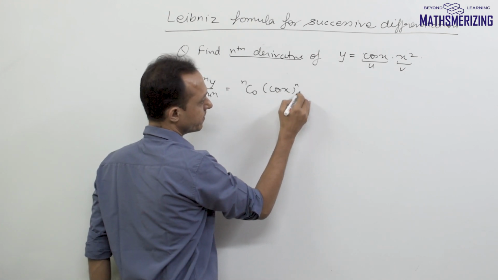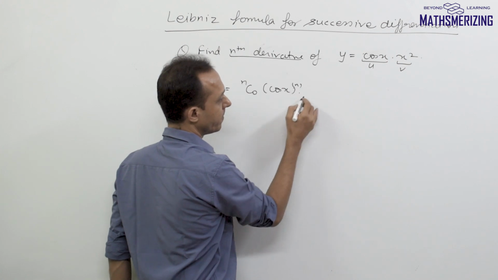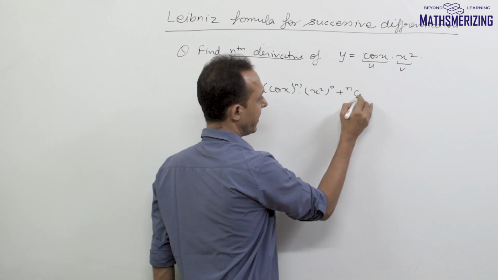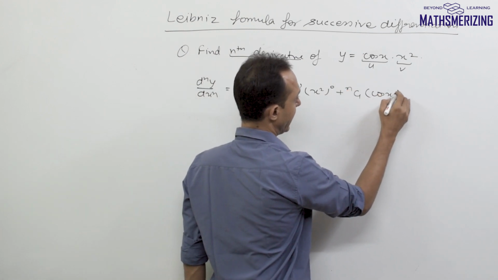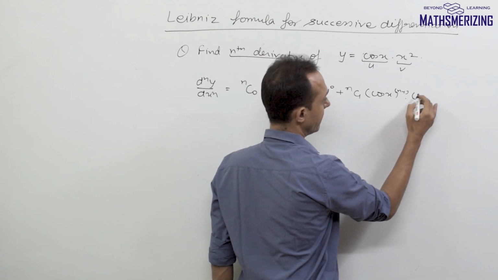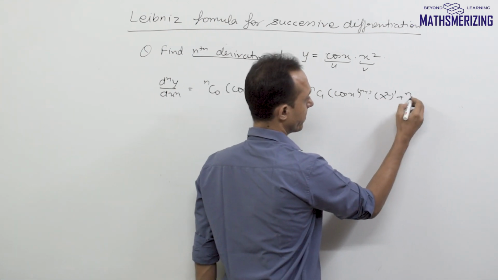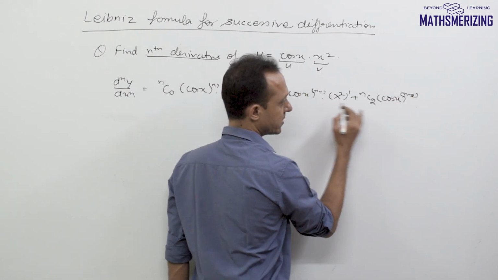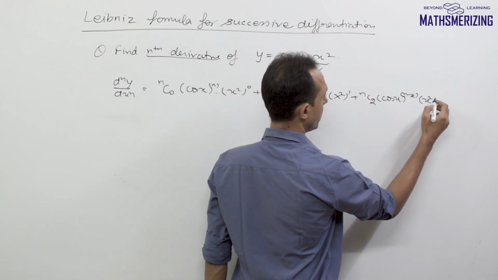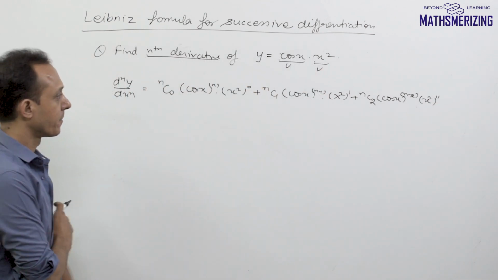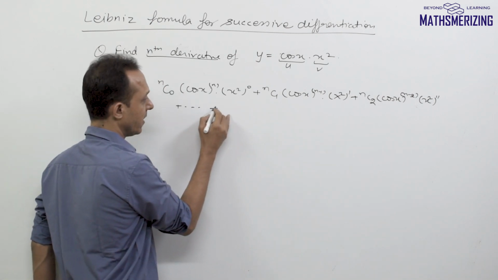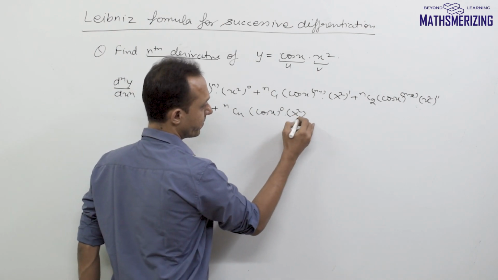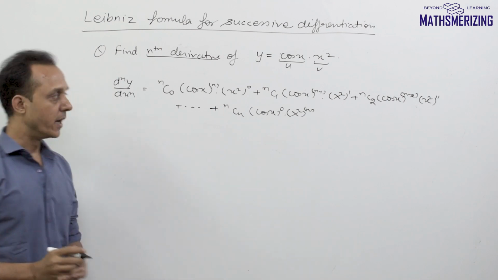nth derivative of cos x, and 0th derivative of x square, plus nc1, n minus 1th derivative of cos x, and then first derivative of x square, plus nc2, n minus 2th derivative of cos x, and second derivative of x square, and hereafter it will go up to ncn, and then 0th derivative of cos x, and then nth derivative of x square.